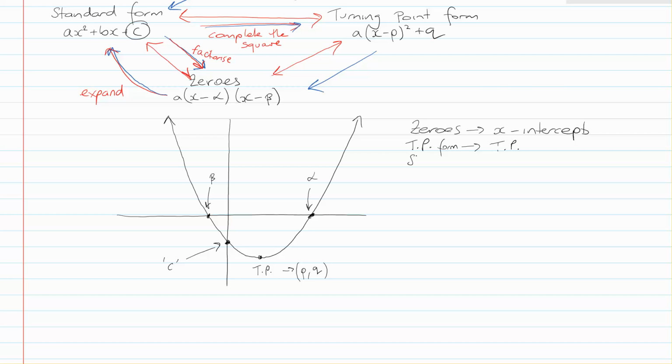And your standard form gives you your y-intercept. There's only one y-intercept in this case. And of course, in each form, you get that A value, which is the same for all three. That's your dilation factor, which basically tells you how steep your quadratic is. So there's some good information for you when it comes to moving between forms, why we do it, and what we're actually calculating.